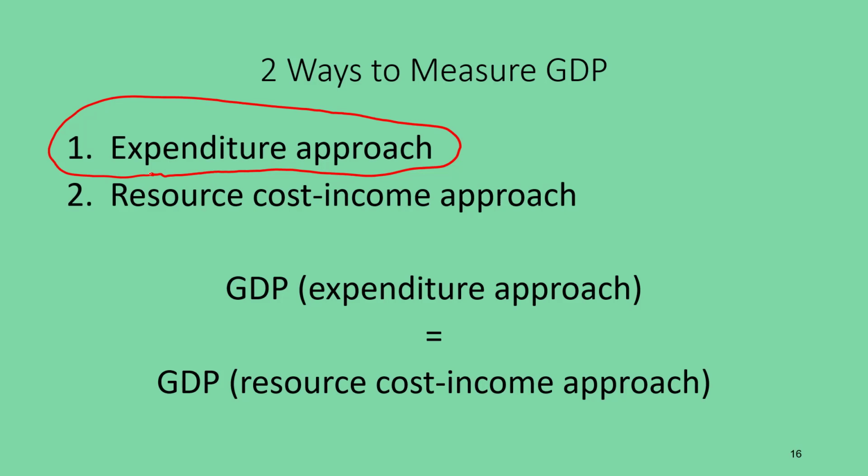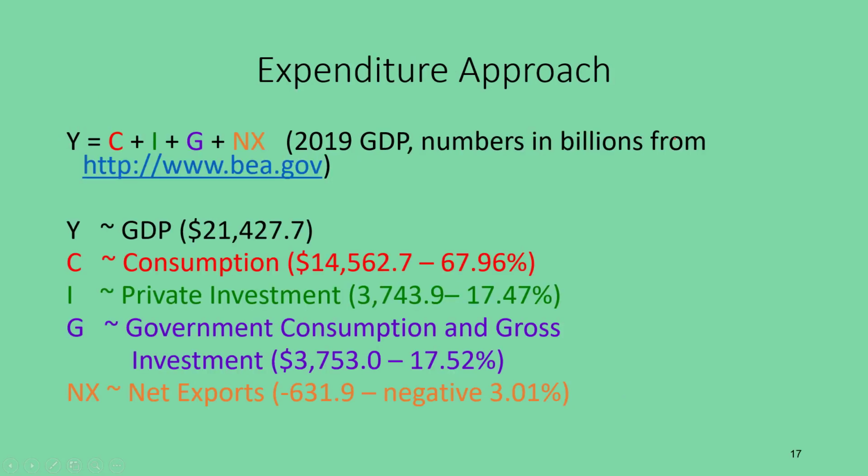But whether you use the expenditure approach or the resource cost income approach, either way that you calculate it, you should come out to the same number. They should equal each other. They're just two different sides of the same coin. So with that in mind, let's talk a little bit about how we actually calculate GDP using this expenditure approach.